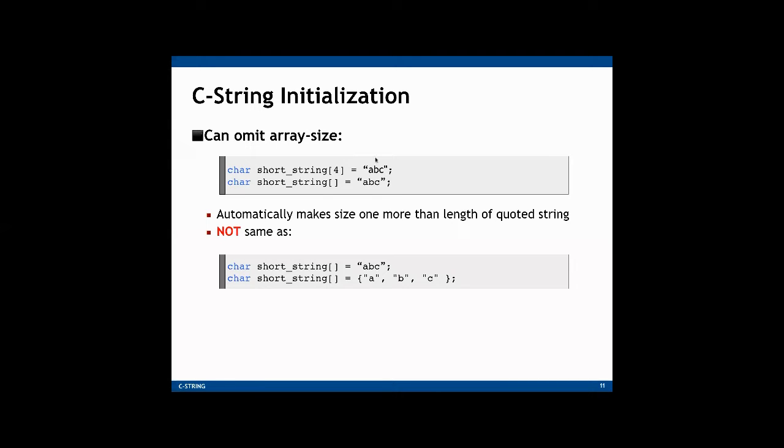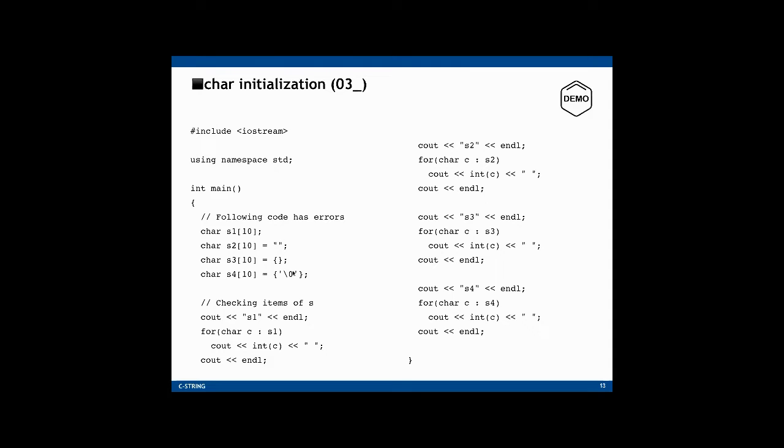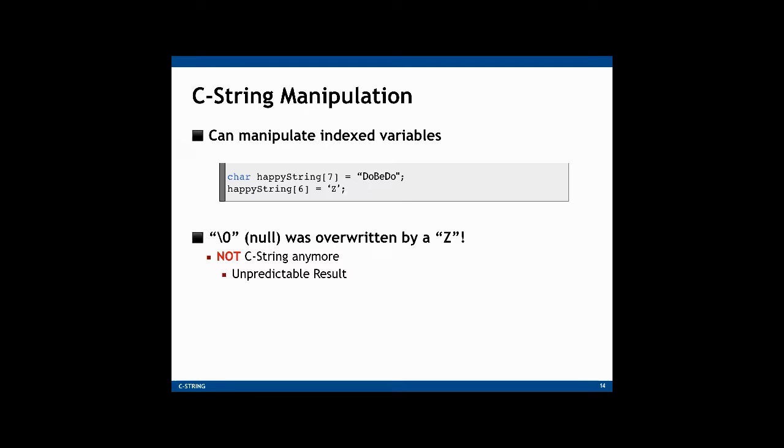So far we have studied C-string initializations, different ways of initializations. We saw this one and this one. And we also saw this way of initializations. And you can manipulate indexed variables. So here we have a C-string variable, happy string.